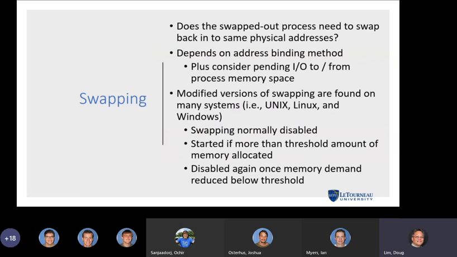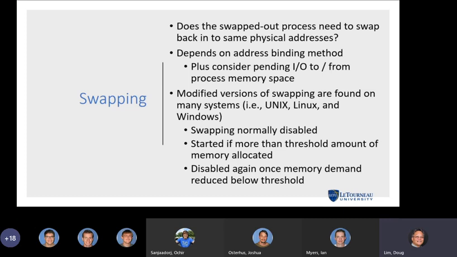Does the swapped out process need to swap back into the same physical address? And the answer is, what would you guess? Well, I guess you pretty much know from the bullet point below. It depends on the address binding scheme being used.